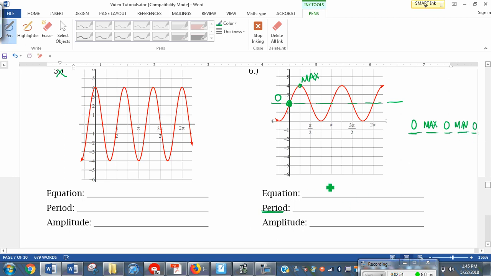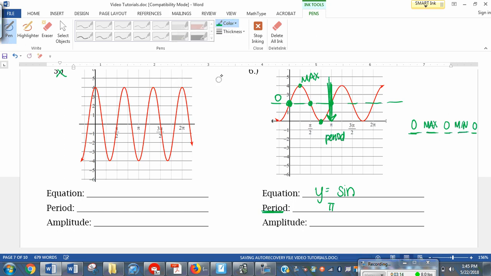If you remember, if we're starting at an O, we're using the sine function. So O max, O min, O. Right here, wherever I end up, that's one full period. So my period is pi.